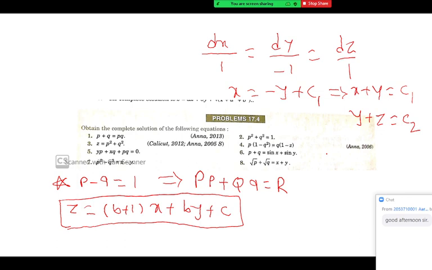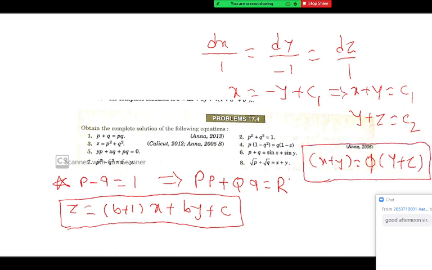And then we can write the answer phi of u comma v equal to 0, or u equal to phi of v. So I will say u is x plus y is equal to phi of v, so phi of y plus z. So this is the answer. This is actually the answer by Lagrange's method. Now you will clearly observe the answers look totally different. Yes, they are different answers, but the corresponding PDE is the same. Okay.